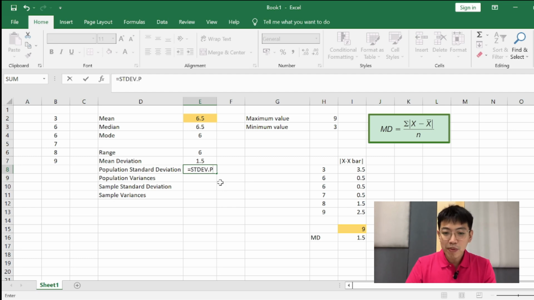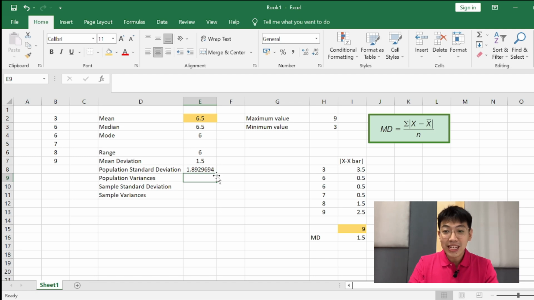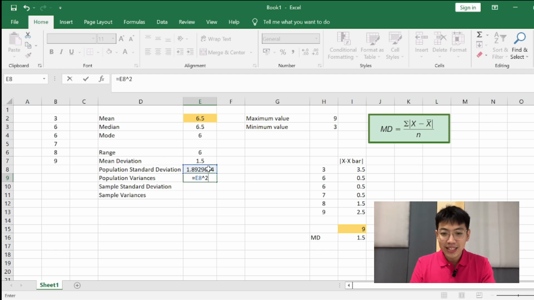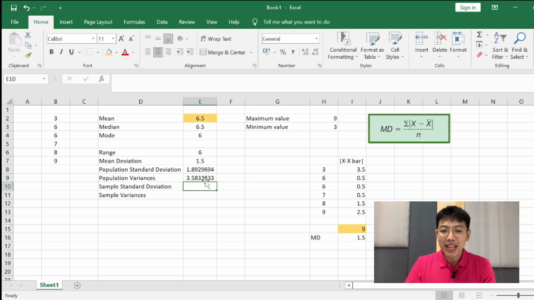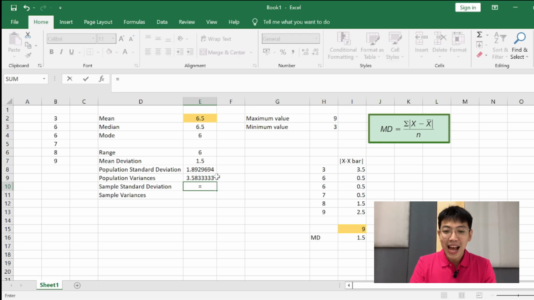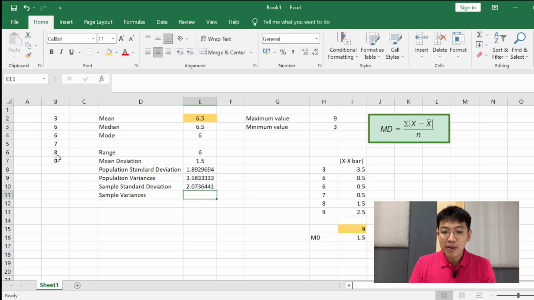To find population standard deviation, simply equals STDEV.P, okay, then the data. This is the population standard deviation. To find the population variance, just square the standard deviation. So this one, we square it. 3.583333. Same with the sample standard deviation, equals STDEV.S, open bracket, the data, close bracket. For the sample variance, it will be equals sample standard deviation, we square this.